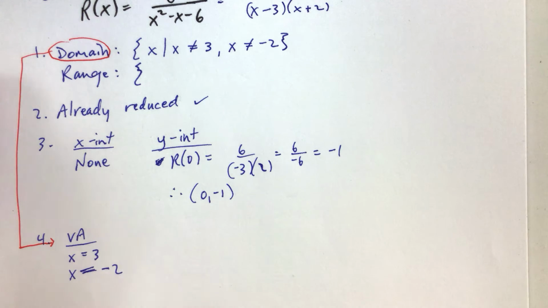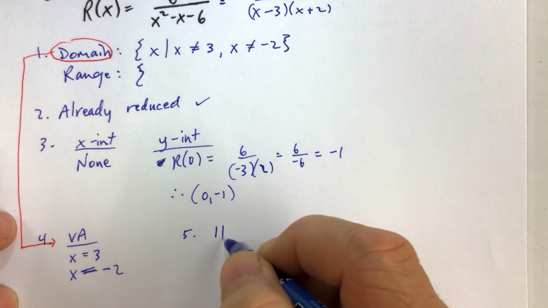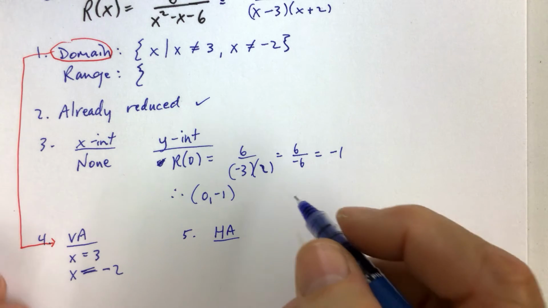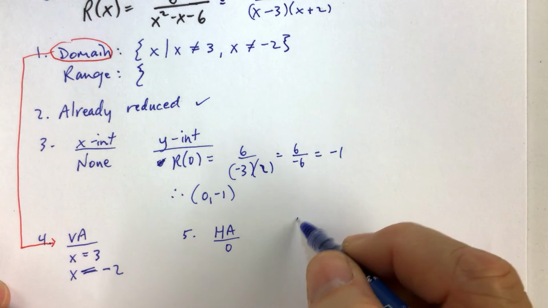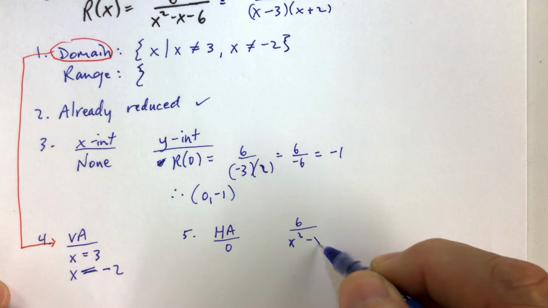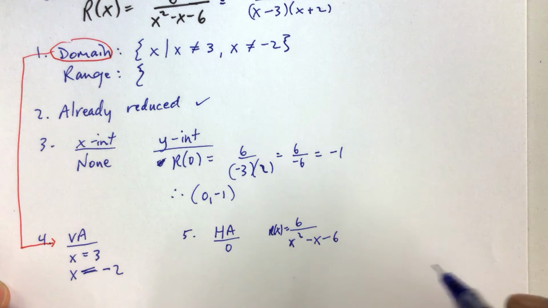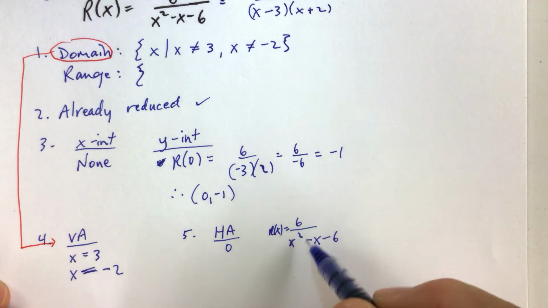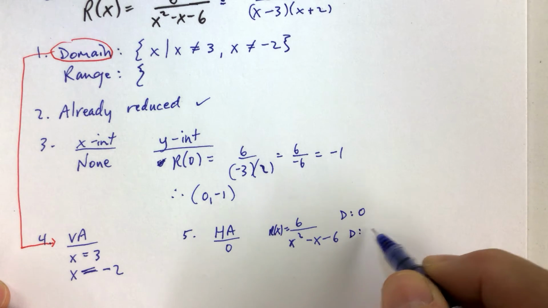And then for part 5 of our analysis of this function, we have to find our horizontal asymptote, if there is one. If you remember the Bubble Theorem, we take the equation of the function. So we have r of x equals 6 over this. I'm going to write that down here so you can see it. The degree in the numerator is 0. The degree in the denominator is 2.